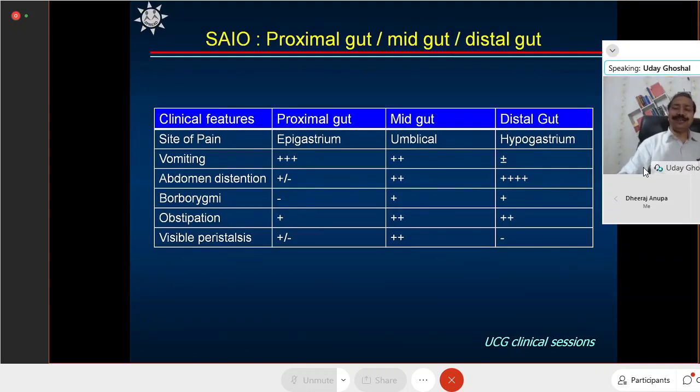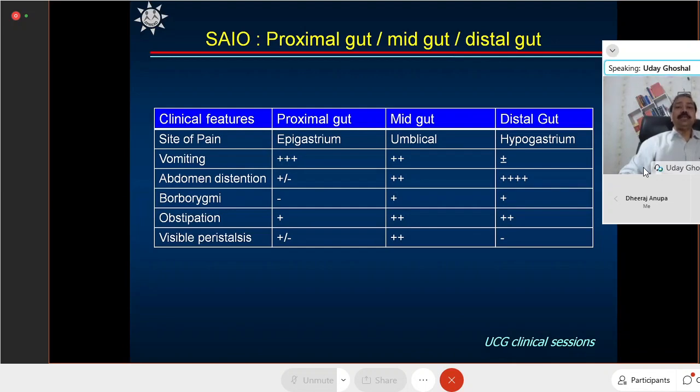Also, our patient had two episodes of recurrent subacute intestinal obstruction. So when you are at bedside, we will ask you, does this patient have proximal gut obstruction, midgut obstruction, or distal gut obstruction? And you have to see the difference. Site of pain, epigastrium in proximal gut, you know why? Because foregut extends up to the ampulla of Vater, and the nerve supply of the foregut is up to T9, and that is the nerve which supplies the epigastrium.